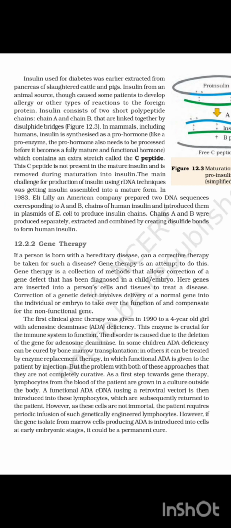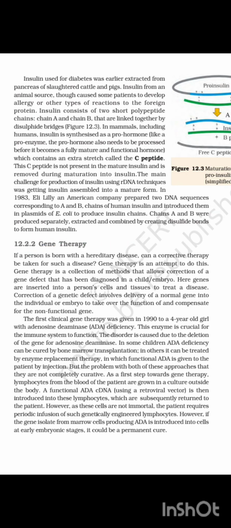In 1983, Eli Lilly, an American company, prepared two DNA sequences corresponding to A and B chains of human insulin and introduced them in plasmids of E. coli to produce insulin chains. Chains A and B were produced separately, extracted and combined by creating disulfide bonds to form human insulin.